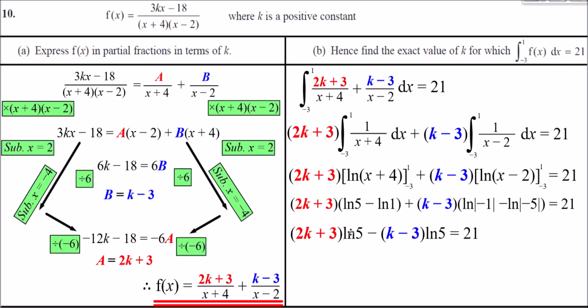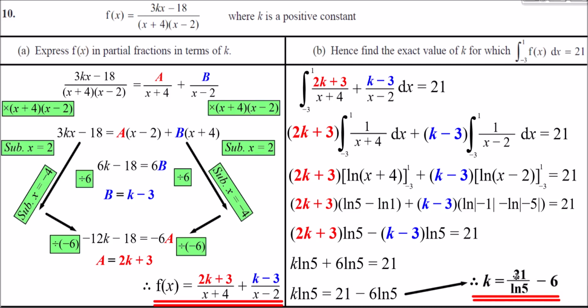And in terms of the ln 5s, these 3s, I'm going to get 3 ln 5 plus 3 ln 5, which will be 6 ln 5. So this is the next step. k ln 5 plus 6 ln 5 equals 21. Subtracting 6 ln 5 from both sides gives me that k ln 5 is going to be 21 minus 6 ln 5. Final step, divide both sides by ln of 5, which gives us that k, therefore, must be 21 over ln 5 minus 6. You could have also written it as 21 minus 6 ln 5, all of that over ln of 5.